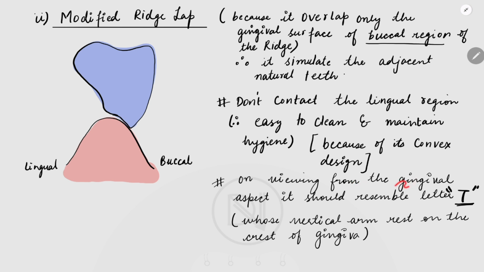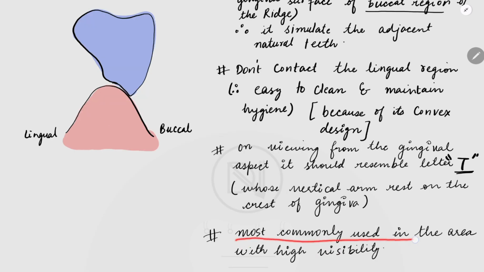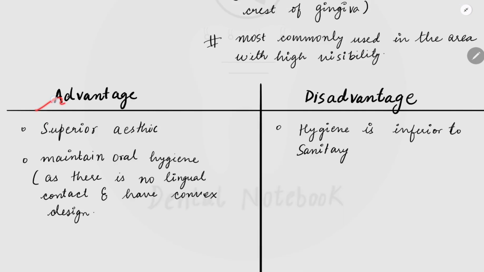On viewing from the gingival aspect, it should resemble the letter T, whose vertical arm should rest on the crest of the gingiva. It is most commonly used in areas with high visibility because it is easier to clean and aesthetically more acceptable. So, it is generally used in regions with high visibility. Now coming to the advantage and disadvantage. The advantage here is that it has superior aesthetics, and it also maintains oral hygiene as there is no lingual contact and it has a convex design.